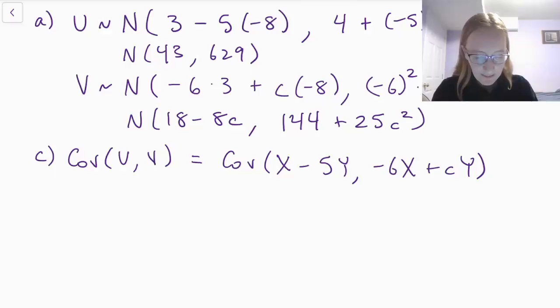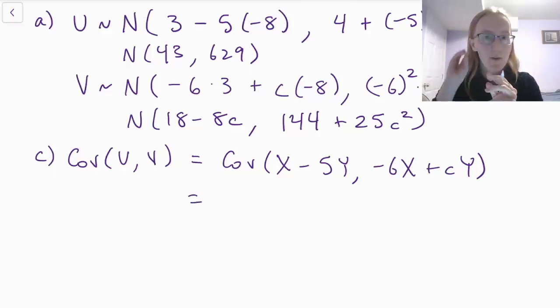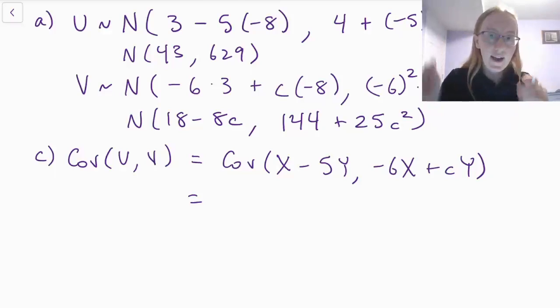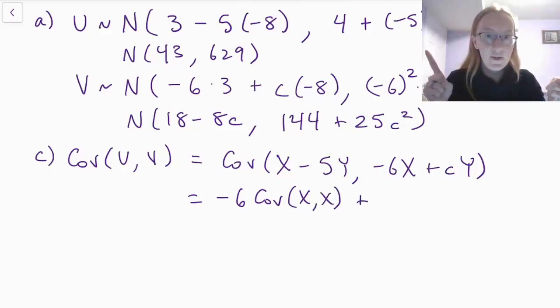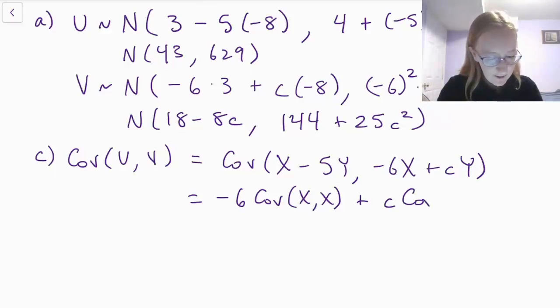You basically say this is going to be the covariance of the first 2 things, so X with negative 6X. Well, any constant we can just pull outside. So this is going to be negative 6 times the covariance of X with X. And then outside, so X with CY is going to be C times the covariance of X with Y.